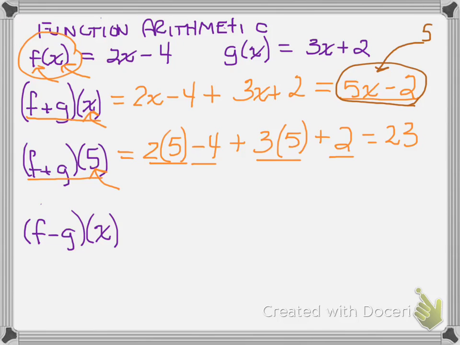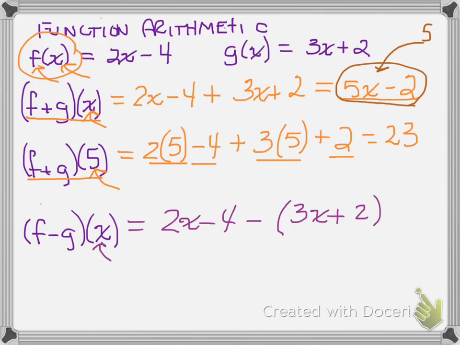Well, let's go on and take a look at subtraction, and I'm imagining that you've already figured this out. When we subtract these two functions, we're going to take our original function f, so 2x minus 4, and as you can see, our input is going to be x, so our x just stays as x. Then we're going to subtract our function g, which is 3x plus 2.